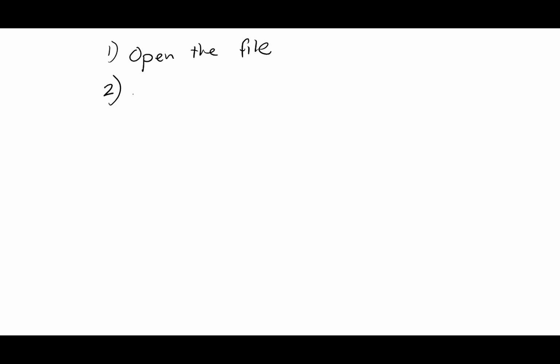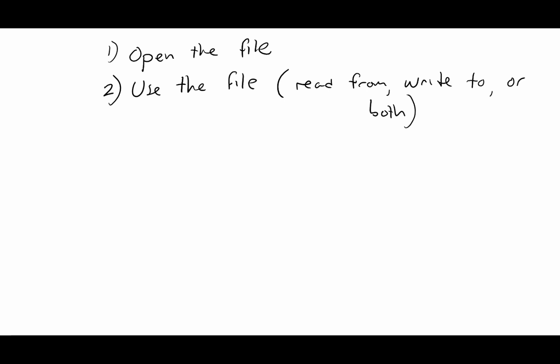Step 2 is that you're going to use the file. When I say use the file, I mean read from, write to, or both. When I say read from a file, this is basically reading data from an input file. And write to is basically writing data to an output file.